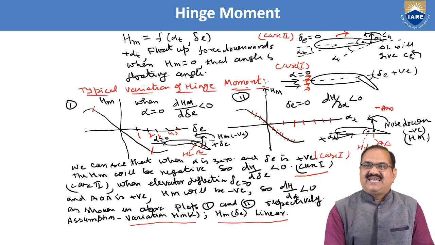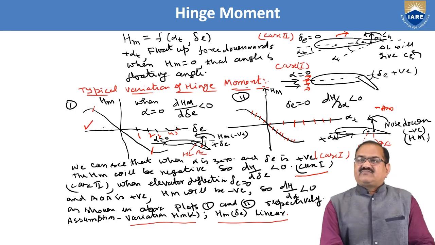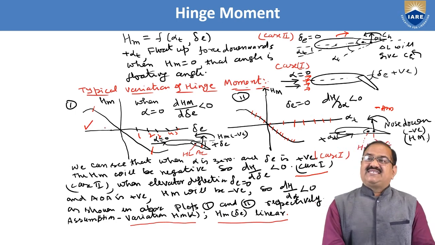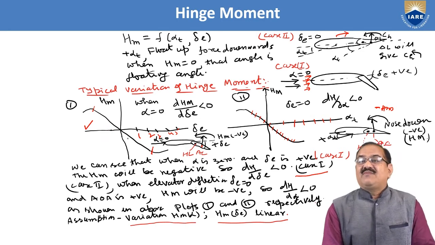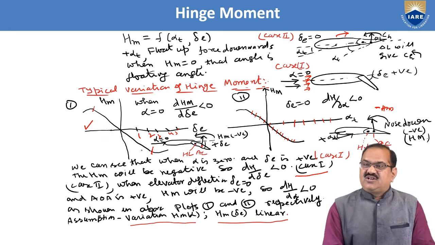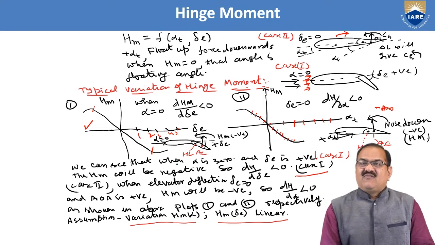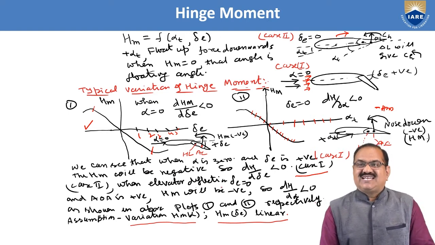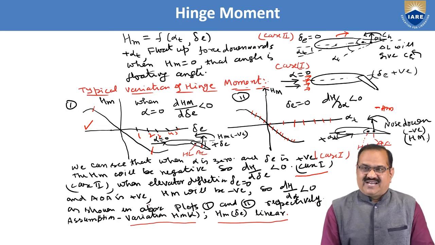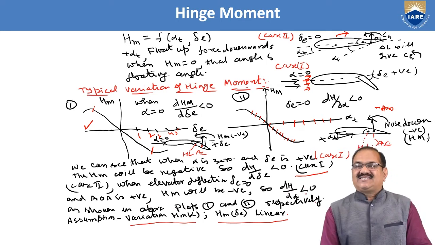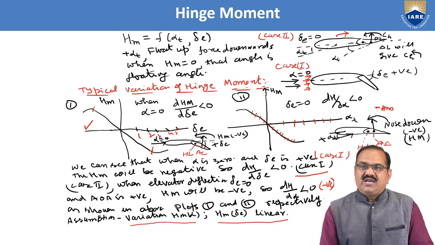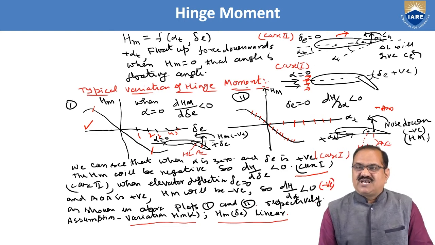Okay, so this is case 1. We can see that dH means it is a hinge moment. The variation in the hinge moment with the variation of elevator deflection will come out negative. If it is negative, then it is a stable case. For case 2, when elevator deflection delta E is 0, but we are changing the positive angle of attack, HM will be negative. So here again, dH by d alpha is less than 0, or negative, as shown in the above plots 1 and 2 respectively.